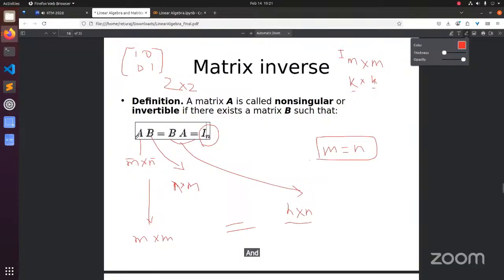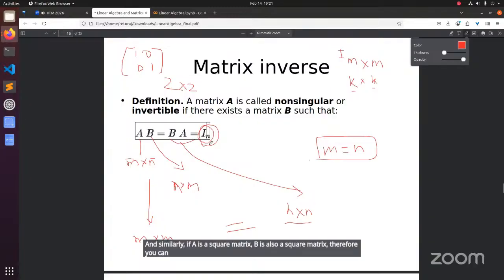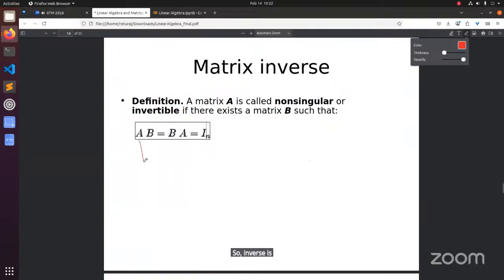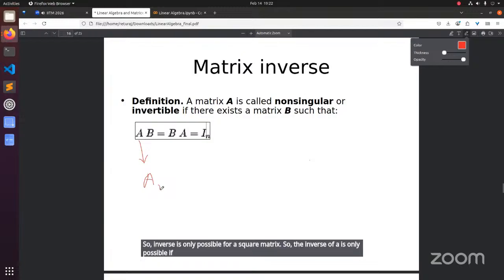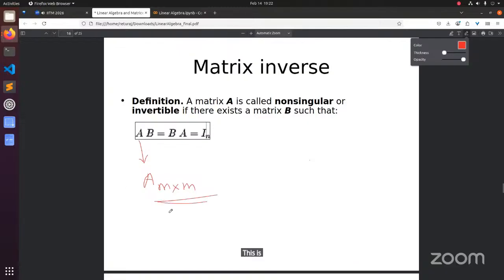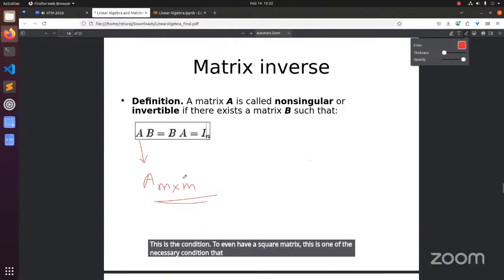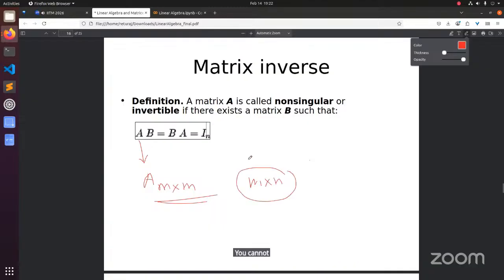And similarly, if A is a square matrix, B is also a square matrix, therefore you can write an identity matrix. Identity matrix, we just saw that it must be a square matrix, and therefore we have a square matrix. So inverse is only possible for a square matrix. So inverse of A is only possible if you have a matrix of size M cross M. This is the condition. To even have an inverse, this is one of the necessary conditions, that A must be M cross M. If a B matrix is of size M cross N, inverse is not possible.